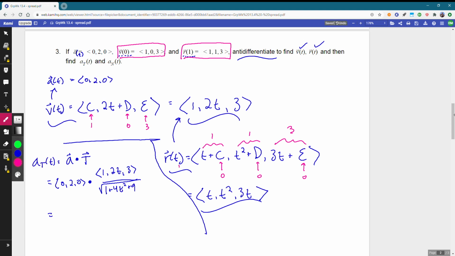So we can work out this dot product just between these two vectors, and that'll give us a numerator over this square root, which is 10 plus 4t squared. And so multiplying here, working out this dot product, 0 times 1 plus 2 times 2t plus 0 times 3. Looks like this boils down to just 4t in the numerator.